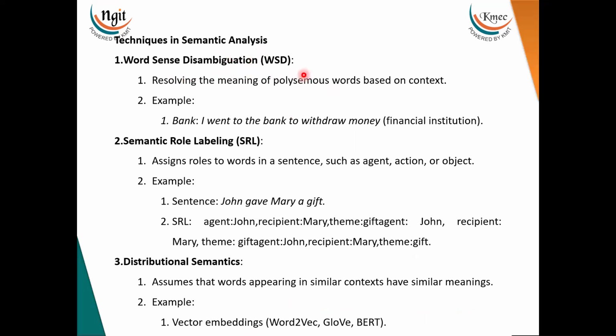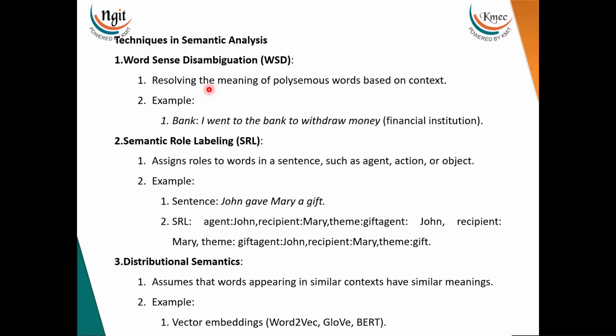First one is word sense disambiguation. We call it WSD, and we have a couple of lectures in the forthcoming videos where we talk about word sense disambiguation in detail as well. Basically, word sense disambiguation resolves the meaning of polysemous words based on the context. For example, the word is bank, which is a polysemy. Polysemy means the word will have multiple meanings based on its usage. I went to the bank to withdraw money. Now it is clear that since we are talking about money withdrawal, we can term this as a financial institution bank.